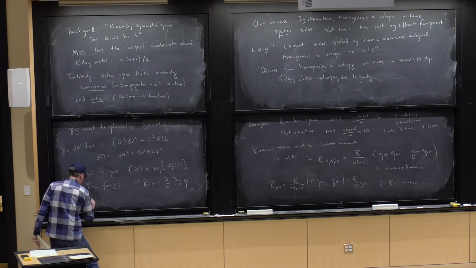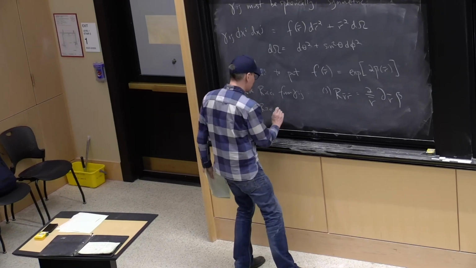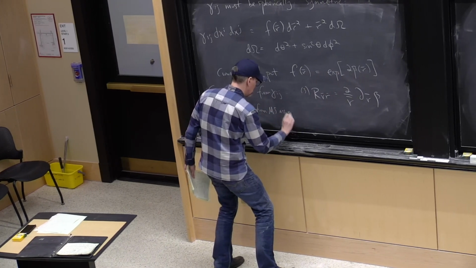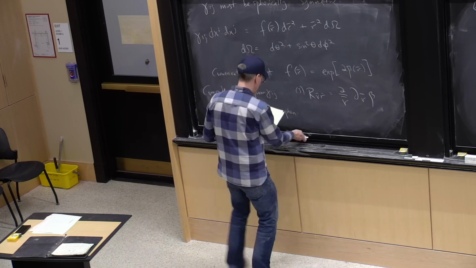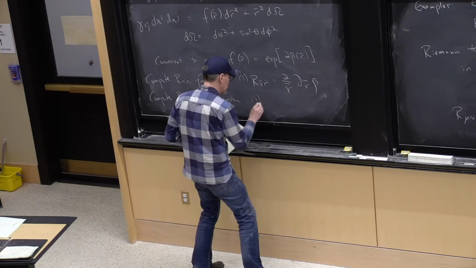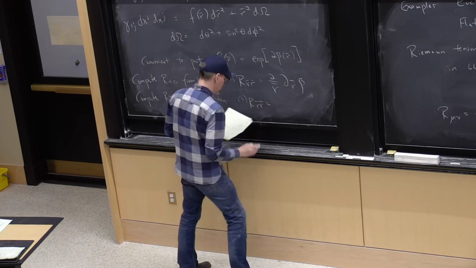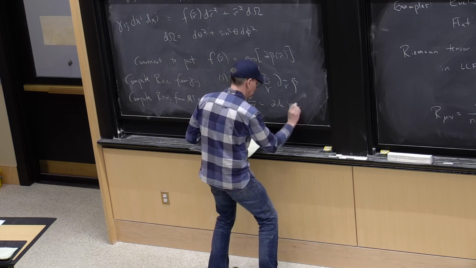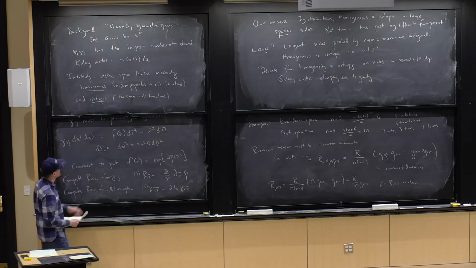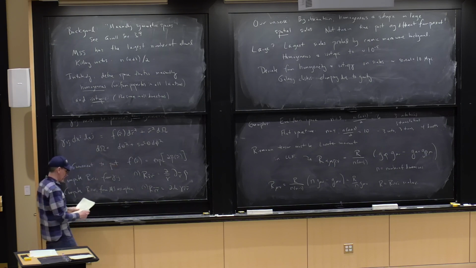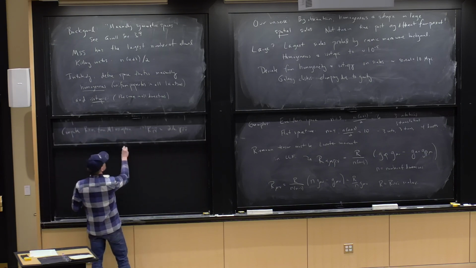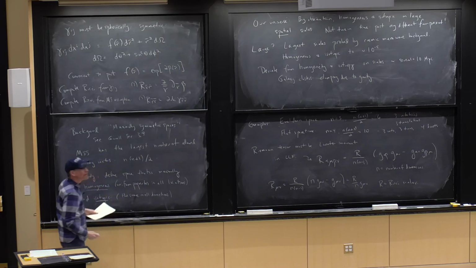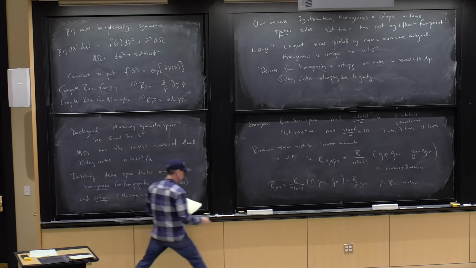If I compute Ricci from the maximally symmetric assumption, what I find is that this is equal to 2k times gamma, which is itself exponent of 2 beta. Let's equate these and solve for beta.